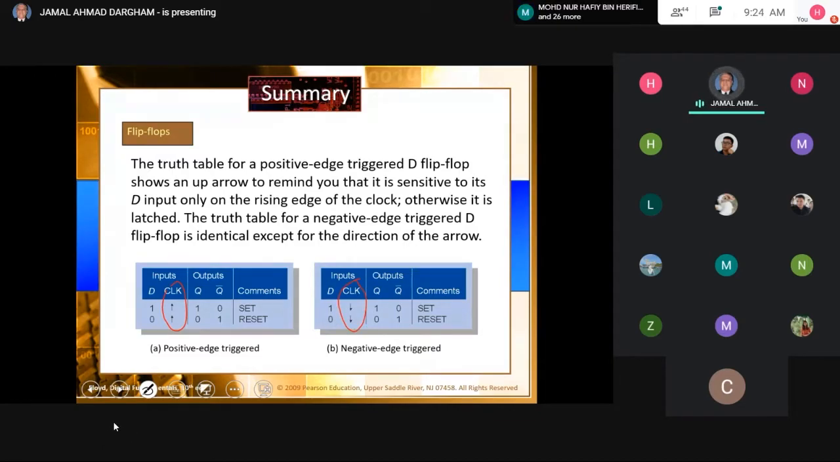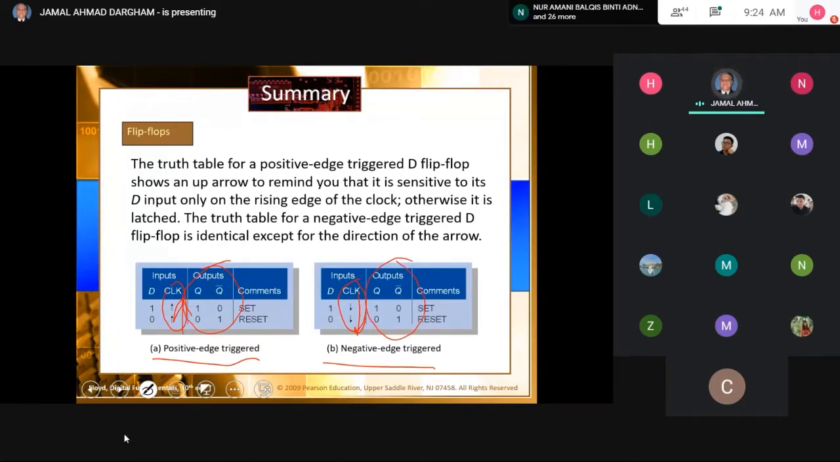Instead, you have a clock. And the clock, you have either active positive edge trigger, like this. This is called positive edge trigger. And you can see the arrow is going up. Or negative edge trigger, and you see the arrow is going down. Apart from that, this and this are the same.